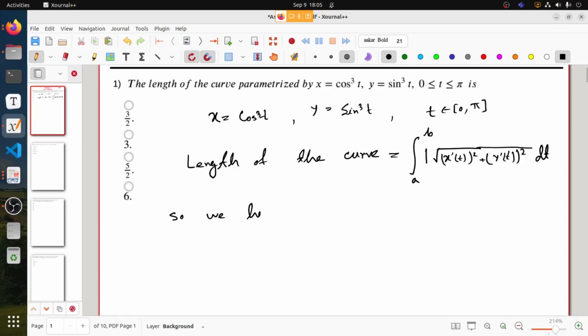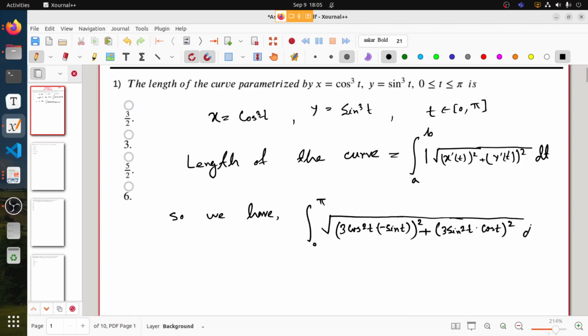So we have the integral from 0 to pi. x prime t will be 3 cos square t into minus sin t, whole square, plus the differentiation of y with respect to t, which will be 3 sin square t into cos t, and whole square, integration with respect to t. So you have to evaluate this.